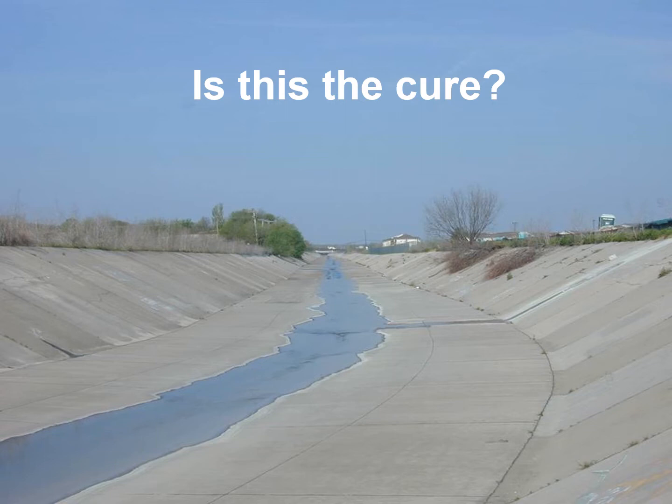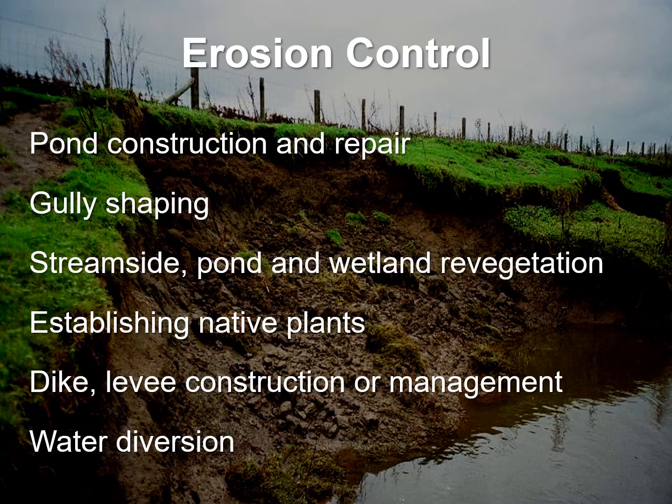Changes are being made statewide to move towards sustainable development, focusing on pervious surfaces, enhancing riparian areas, and implementing best management practices for flood control. There are many management practices you can implement to help with erosion issues on your property. Some of these management practices include pond construction and repair, gully shaping, streamside pond and wetland revegetation, establishing native plants, dike and levee construction or management, and water diversion.